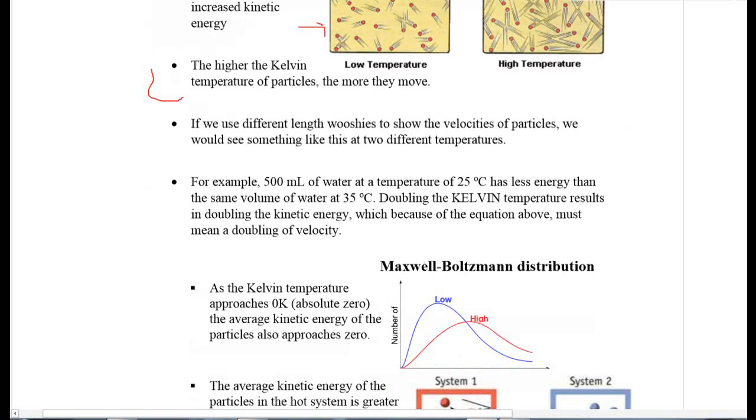All right, so if we took 500 milliliters of water at 25 degrees Celsius and the same amount of water at 35 degrees, then we have less kinetic energy. Okay? So doubling the Kelvin temperature here results in doubling of the kinetic energy, which also means that we are doubling the velocity. I'm really bad with this mouse. I'll get it better as we go.